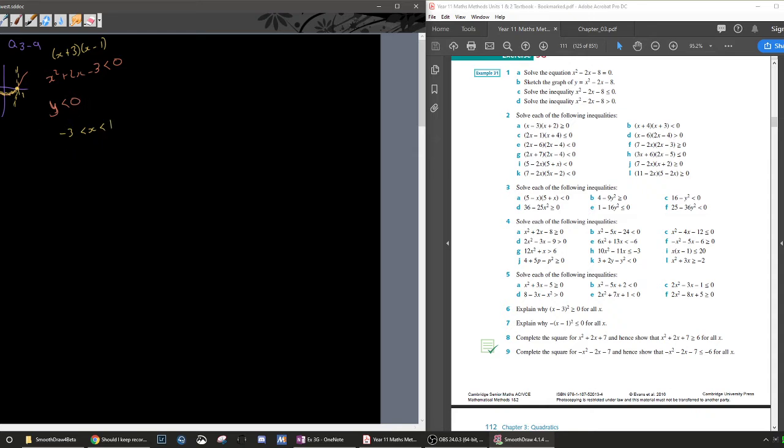Now what happens if we change this to including 0? We want to know when this function is less than or including 0. So we want to know when the y value is less than or including 0. That means we now get to include our intercepts.